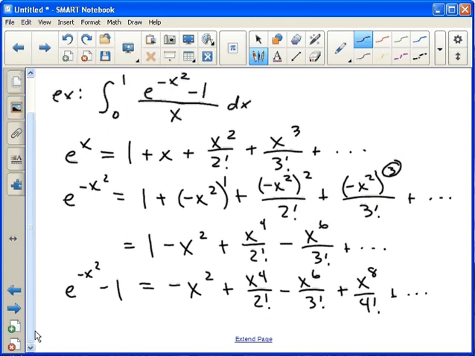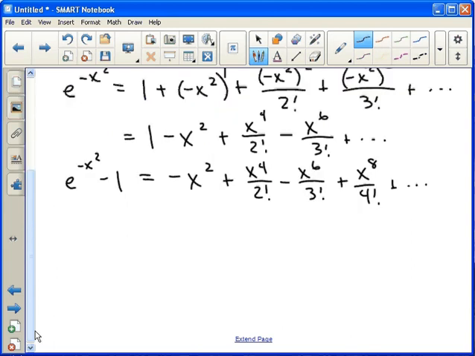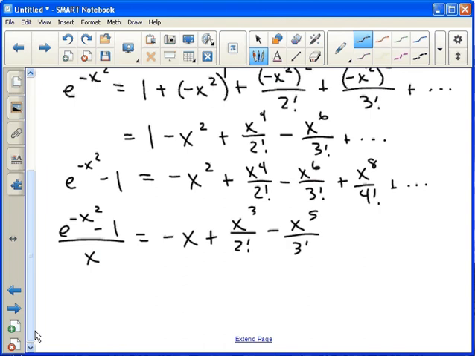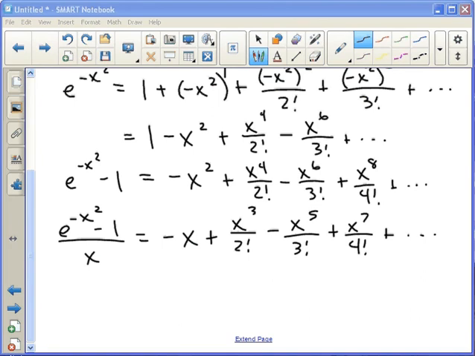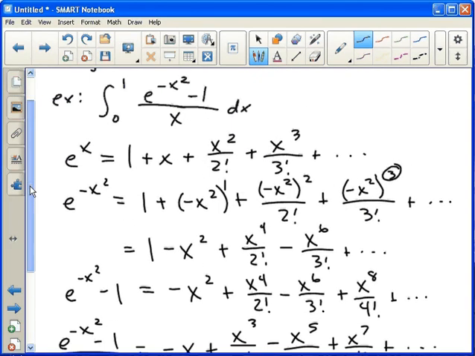Okay, now we need to divide by x. So I take everything and divide by x. So I just knock off an exponent, so it goes down 1. So -x plus x cubed over 2 factorial minus x to the 5th over 3 factorial plus x to the 7th over 4 factorial, and so on. So now we finally have a match. This matches what we originally had up in our integral, or integrand. So now we're ready to take the integral.